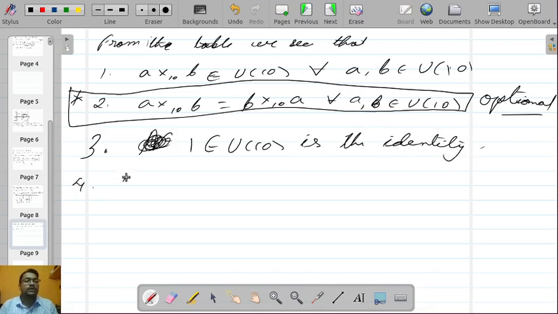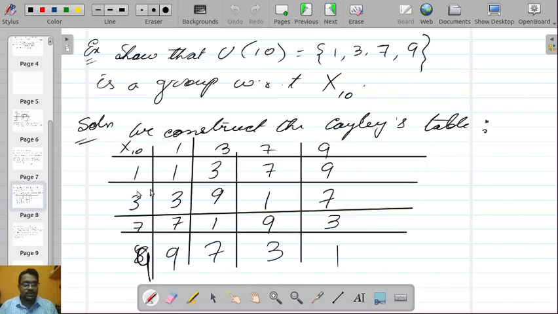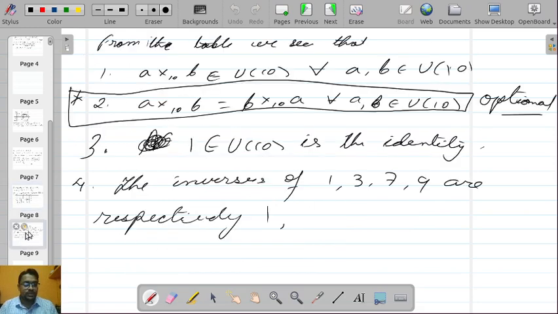And number 4, the inverses of 1, 3, 7, 9 are respectively. So inverse of 1 is 1 only. Inverse of 3, if you see the table nicely, inverse of 3 is 7, and inverse of 7 is 3. And inverse of 9 is 9 itself. So inverse of 3 is 7, inverse of 7 is 3, and 9.